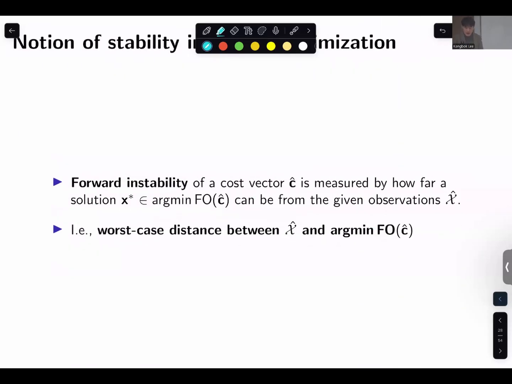For the instability, what happens if I actually use C? Will I actually achieve an X star that is actually close to the initial data? Well, we define the forward instability as the worst case distance between the given data and the argument set of the forward problem if you actually use a certain C vector. Okay? So minimize the worst case distance as much as possible.